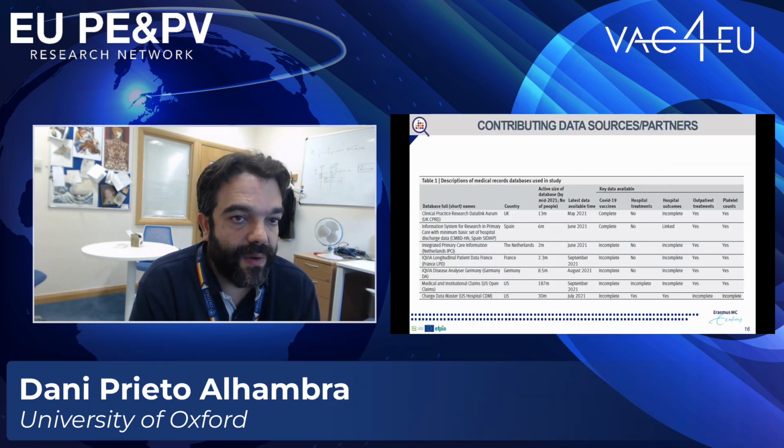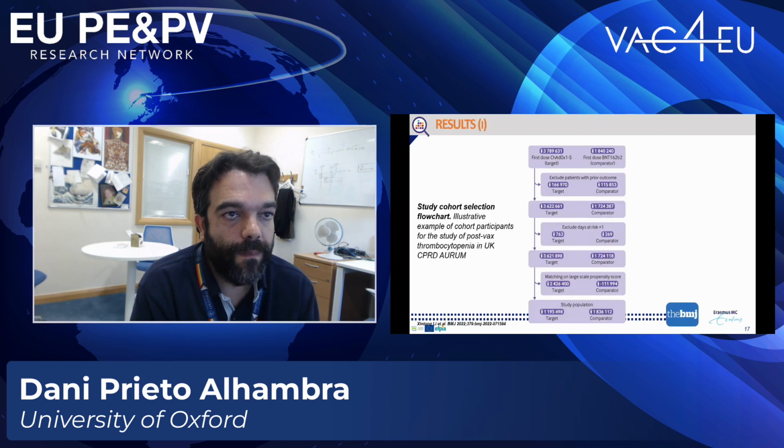Again, this is very much in line with what Katia was reporting earlier on the data assets available to us. Just a flowchart to see how propensity score matching got rid of loads of users of vaccine, but resulted in comparable groups of people receiving the ChAdOx1 dose or the BNT162b2 dose vaccine.